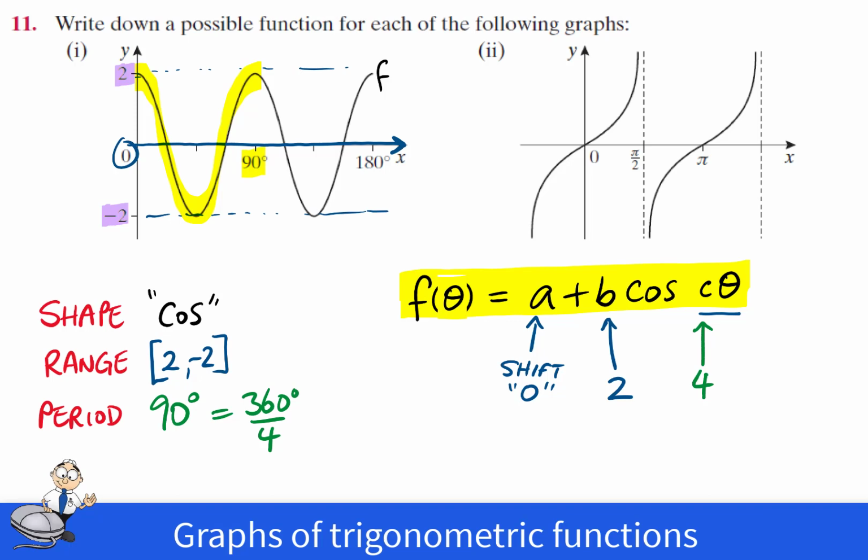So putting it all together, the function here, f of x, is equal to 2 times cosine 4. Let's call the angle x here because it's using x in this picture. And that's the name of this function here.